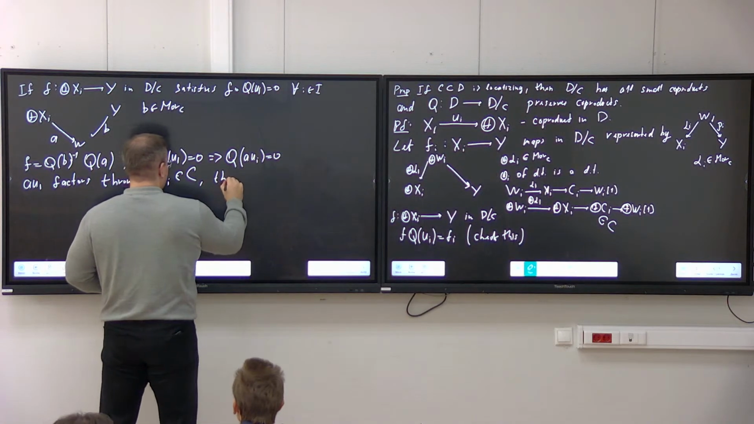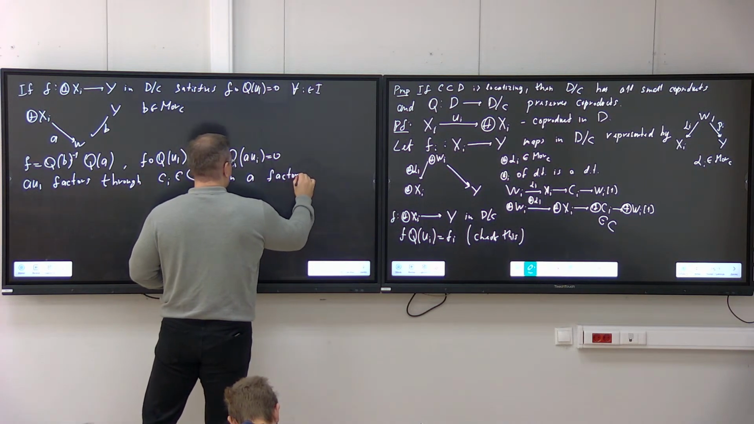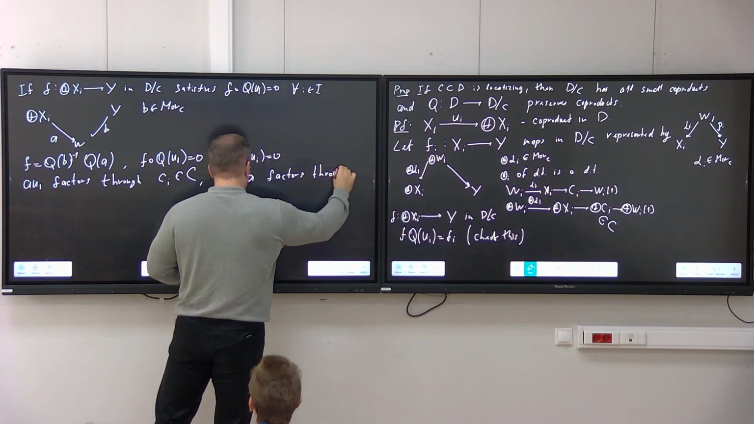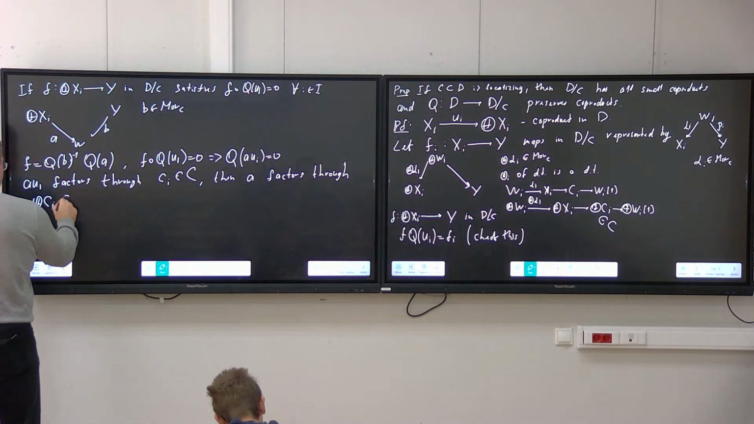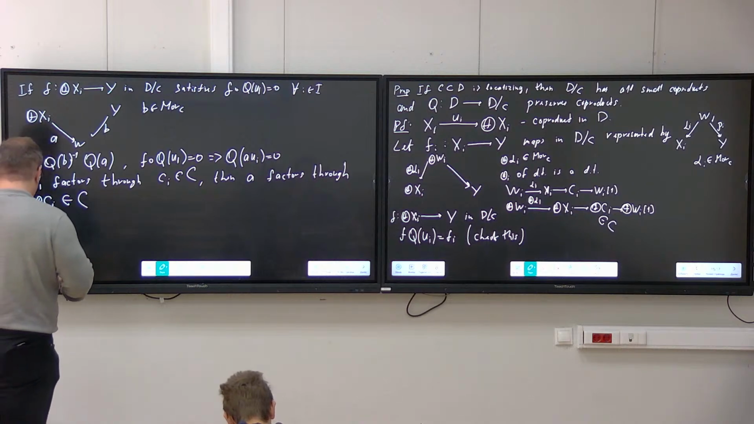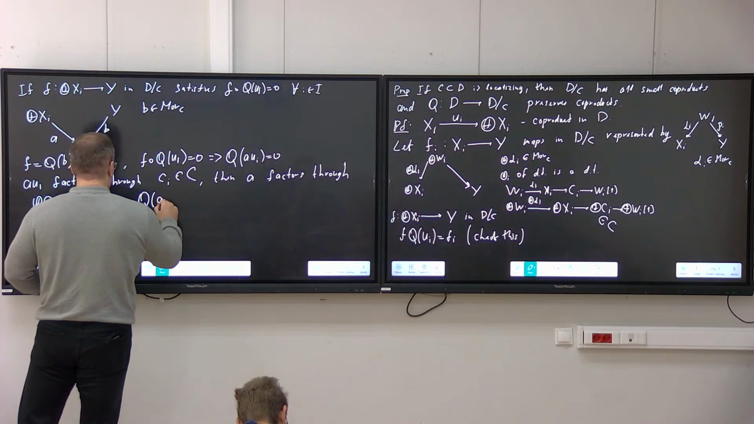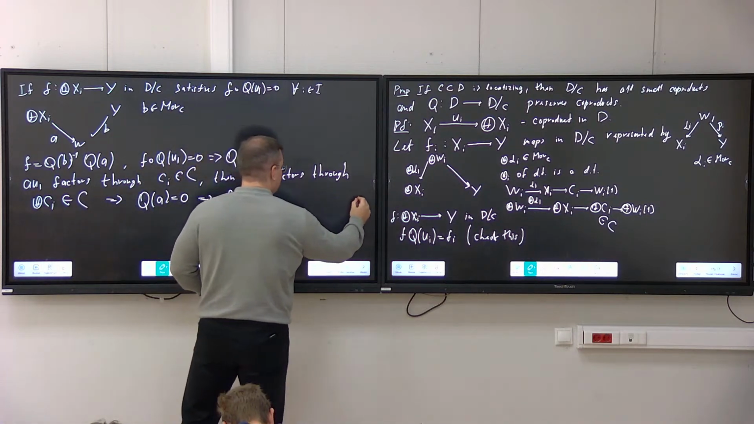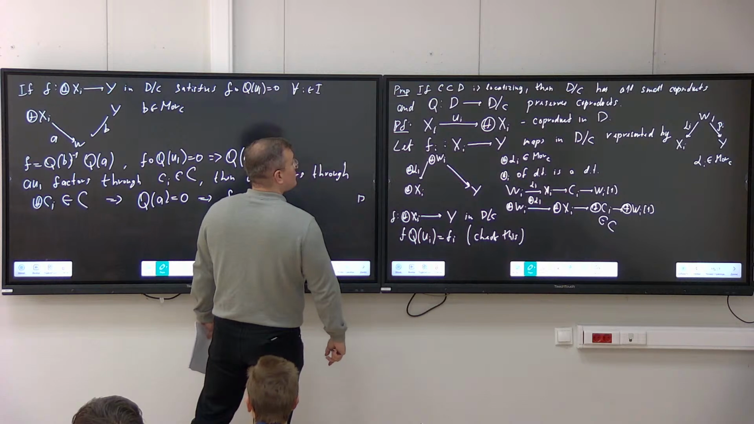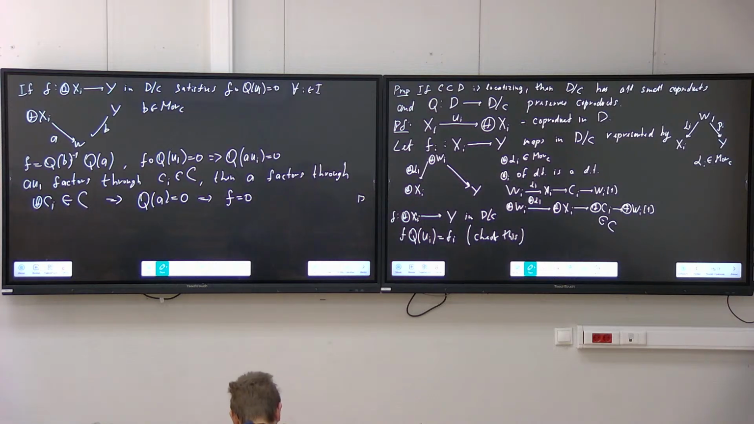Then, if you have this for each component, the map a factors through some sum of such c_i's, again an object in C, because the subcategory is localizing. And using this lemma in the other direction, we conclude that Q of a is 0, hence f is 0, hence such a map is unique. And the functor Q preserves coproducts, this is more or less by the definition. Okay, think about it.